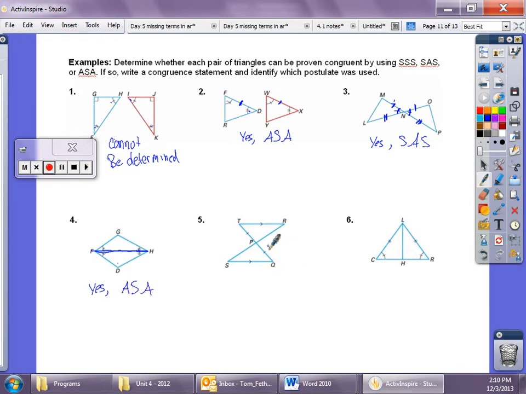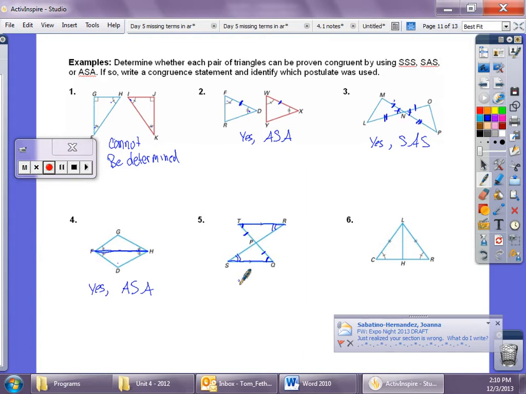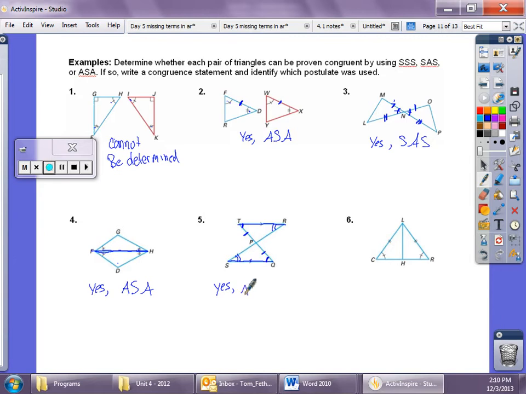When we look at this one, we have a side. It says that these are parallel. So if these are parallel, we know that this angle is congruent to this angle, that's alternate interior. This angle is congruent to this angle, alternate interior. So once again, we have yes. We have angle, side, angle.